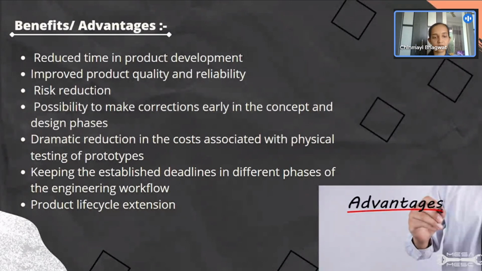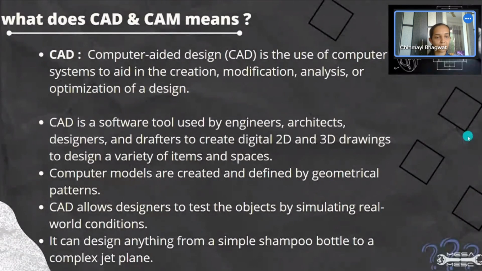There is a reduction in cost, as we will use less material and less experimental setup to create a prototype. We can establish certain deadlines in different phases of the engineering workflow with the help of this software. And last is the product life cycle extension, that is, this software determines whether this product is really usable, or whether we can launch the product in the market, what designs we have to improve, what steps we have to take to launch this product into the market. Next. So last, what do CAD and CAM mean?